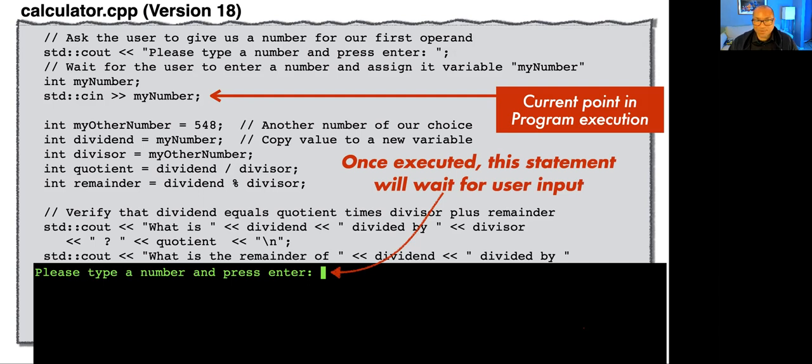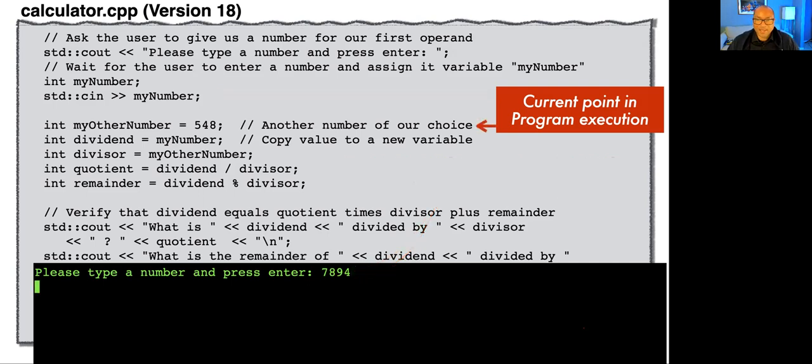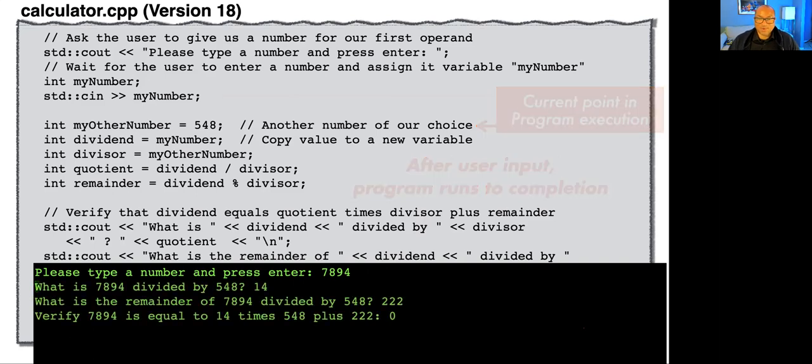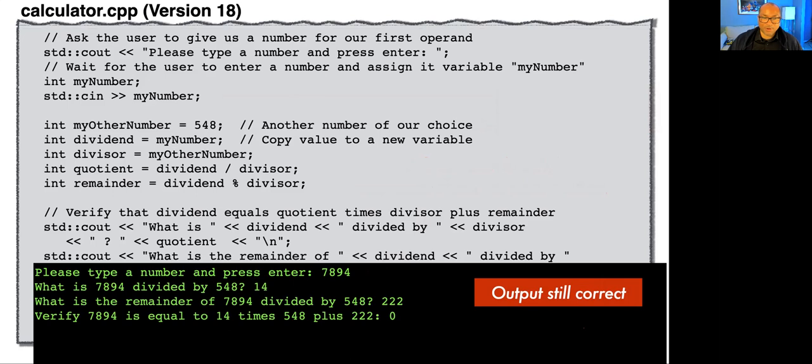So the program is essentially waiting for the user at this point. I'm going to enter a number. I enter in 7,948, and then I hit enter. Once I hit enter, the program will then just run to completion. And because it's not waiting for any other information, we're just going to know that 548 is our next number. Once we do that, our output's still correct, and we've gotten rid of one more magic number.